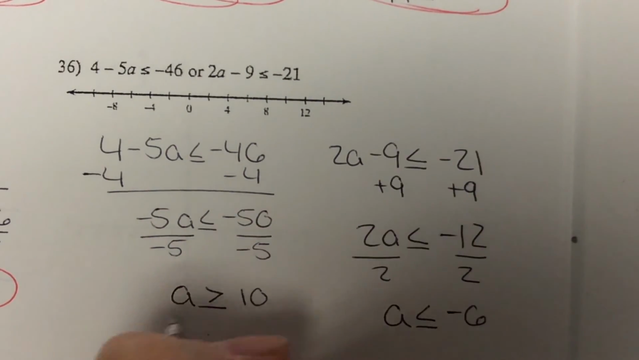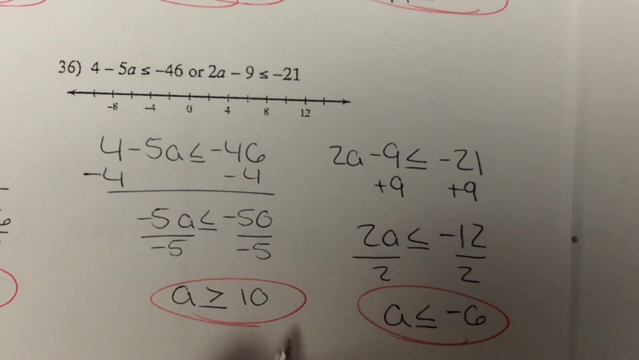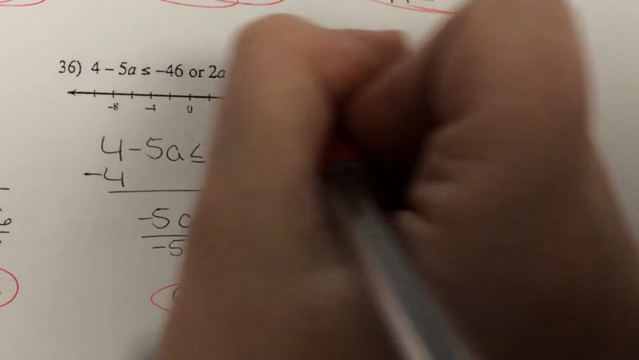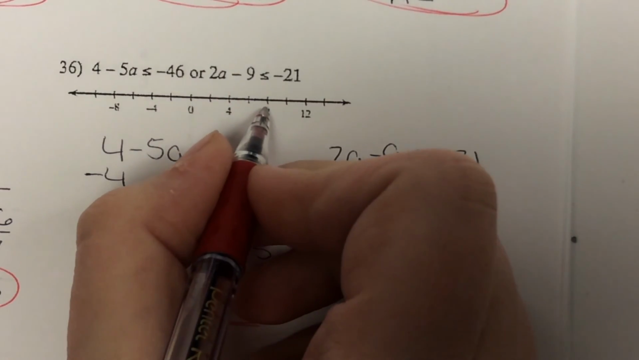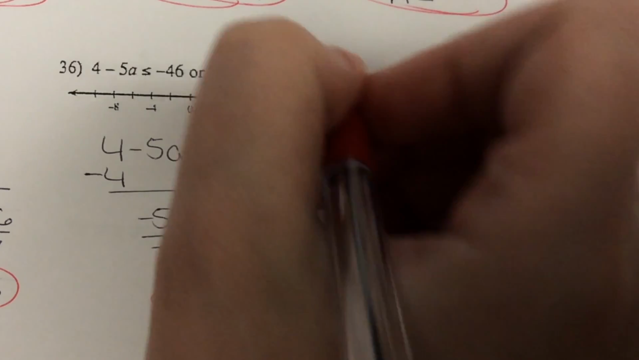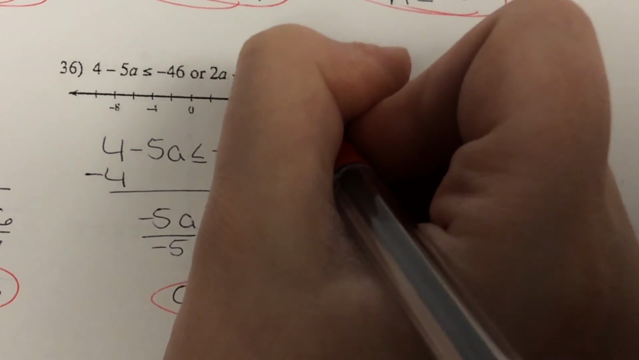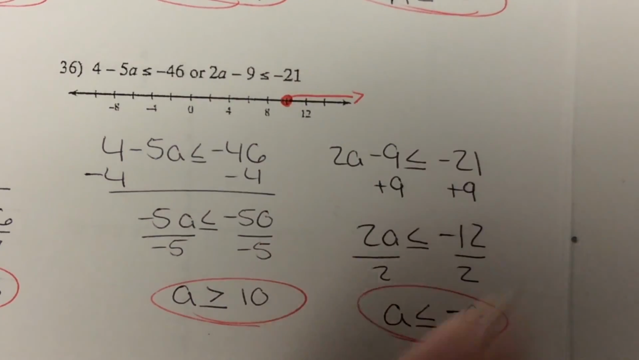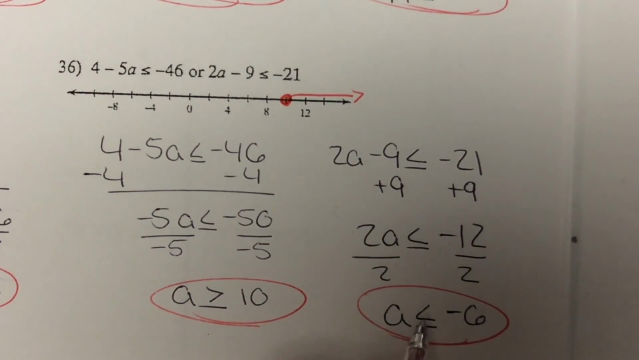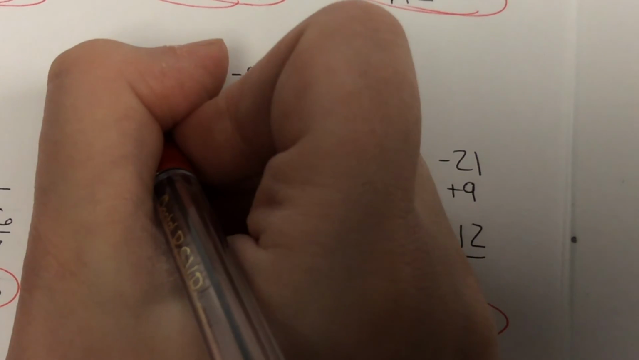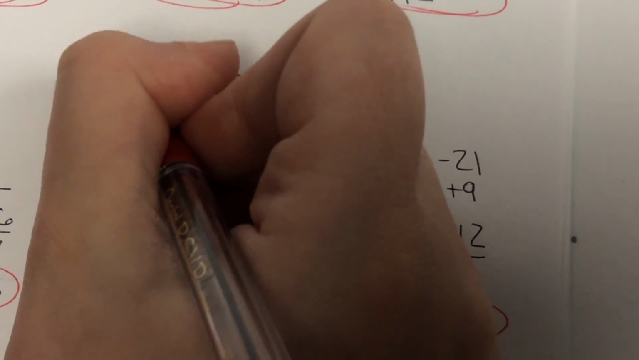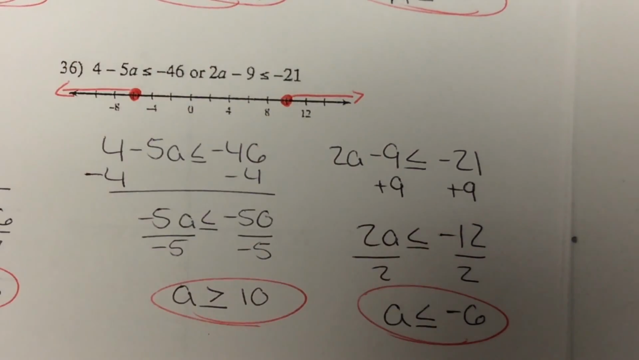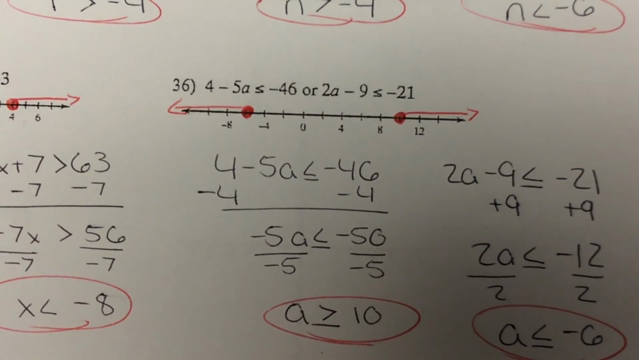All right. So let's graph these two solutions. We've got greater than or equal to 10, so closed circle at 10. Where's 10? Here's 8, 10, 12. Okay, so 10 is here, closed circle. And all the numbers greater than, so going to the right. And then here, negative 6, closed circle again, so it's going to be here between negative 8 and negative 4. And we need all the numbers less than, so that's going here to the left. All right.